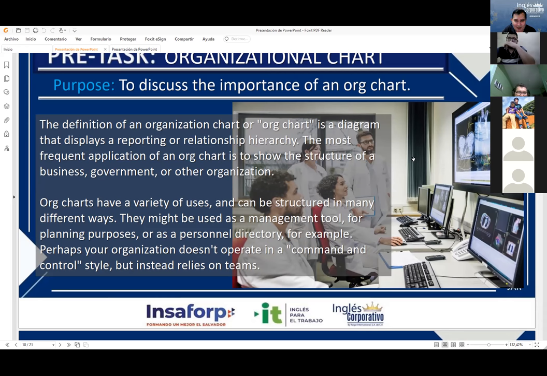Okay, perdón. Okay. Org charts have a variety of uses and can be structured in many different ways. They might be used as a management tool or for planning purposes, or as a personnel directory, for example. Perhaps your organization doesn't operate in a command and control style, but instead relies on teams. Okay? Tal vez su organización no es autoritativa, sino que le gusta trabajar en equipo. Ok, está bien. Pero siempre el chart es necesario.